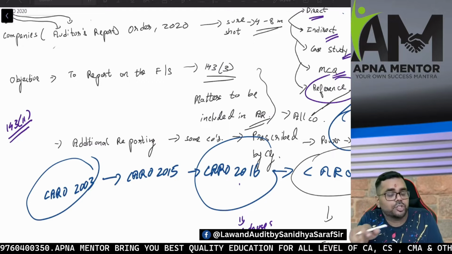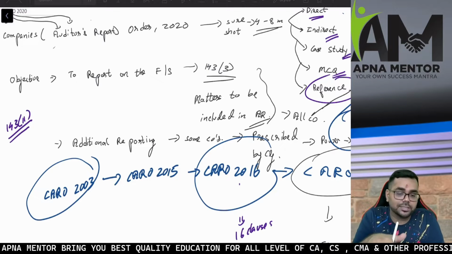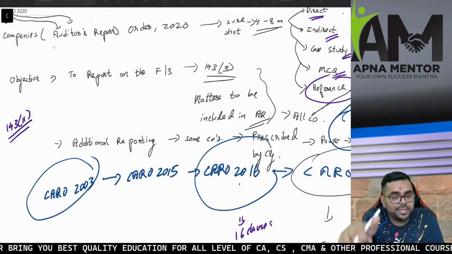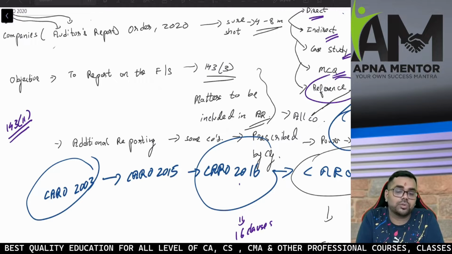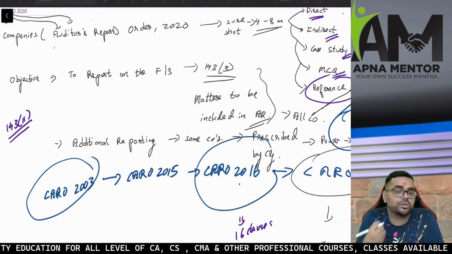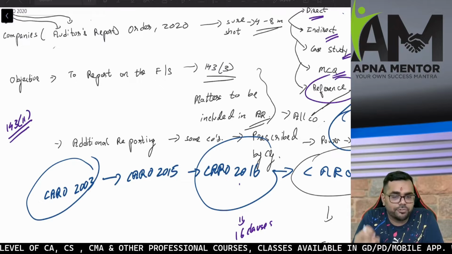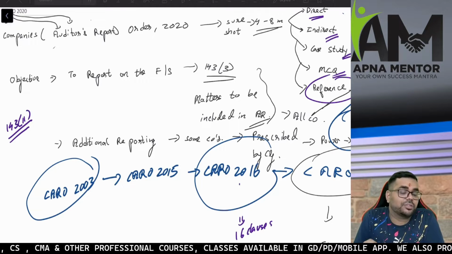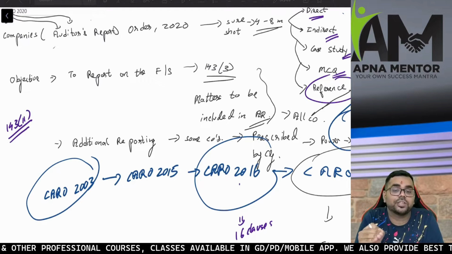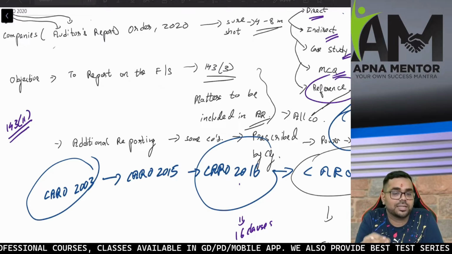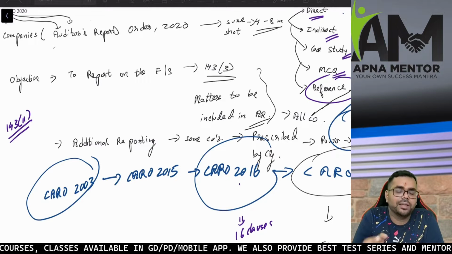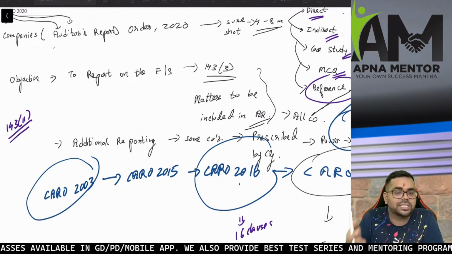So this video is going to be relevant for all the categories of students: the students who are going to give examinations in November 23, or the students who are going to opt for the new scheme and give examination in May 24 or November 24. This video is relevant for the CA final students, as well as for the CA inter students, because CARO 2020 is a topic that exists in the inter syllabus as well as in the CA final syllabus.